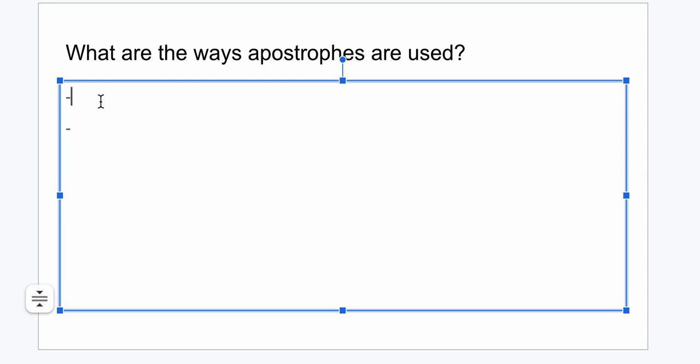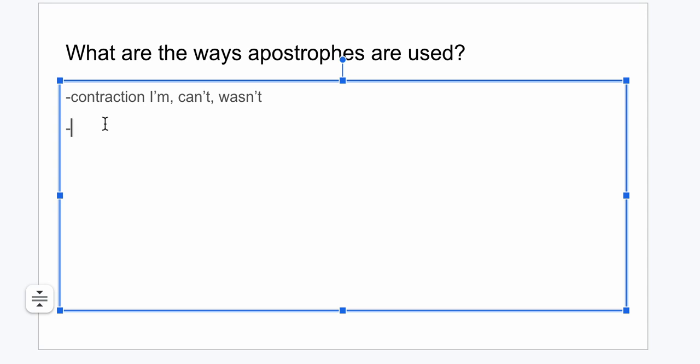So hopefully you came up with some ideas in your brain of what an apostrophe is used for. When I think of this specific punctuation mark, I think of contractions. When I use a contraction like can't, wasn't, I'm, those are examples of contractions that need an apostrophe in between them.